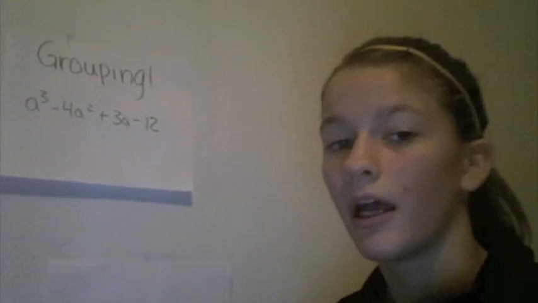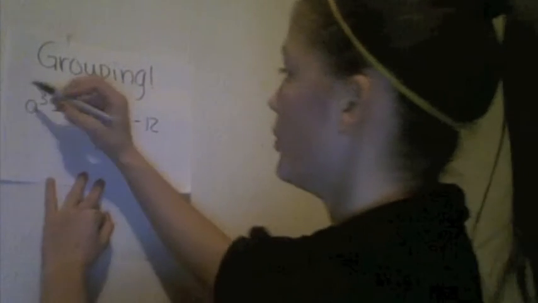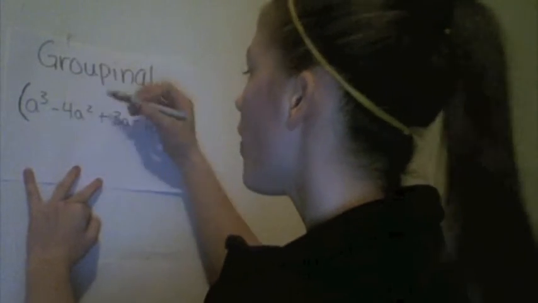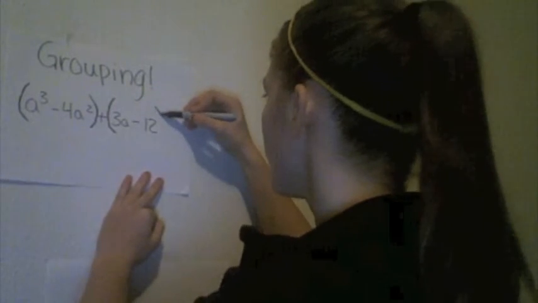For the first step, I can group this equation into two binomials. To do that, I just put parentheses around the first two coefficients and the last two.